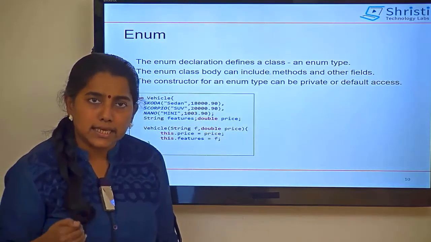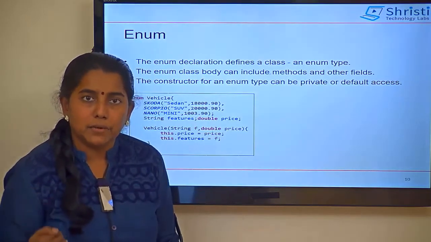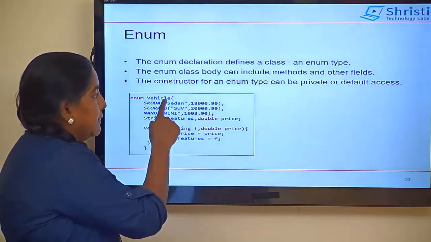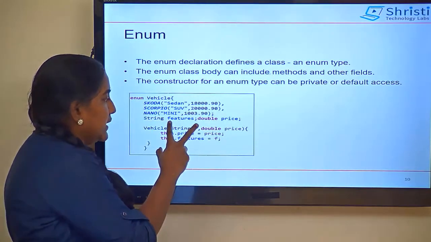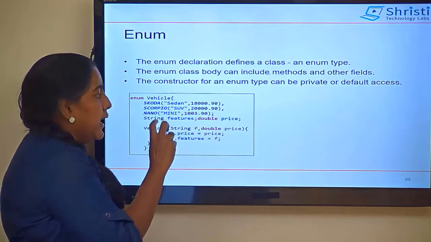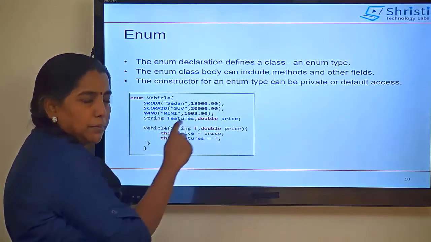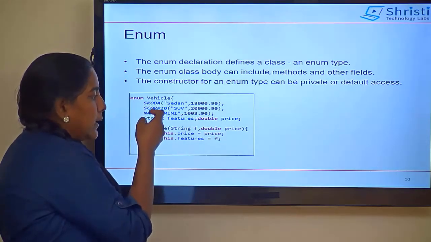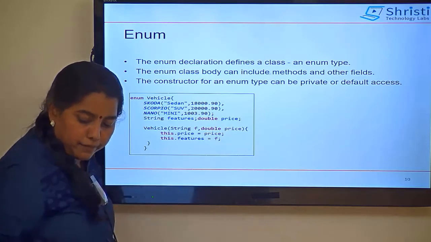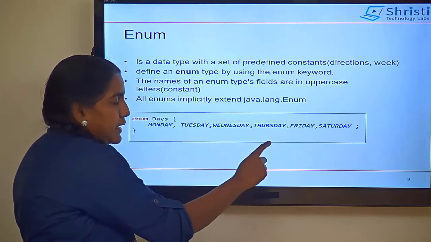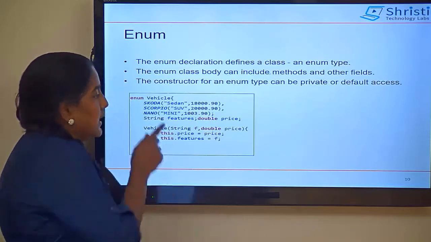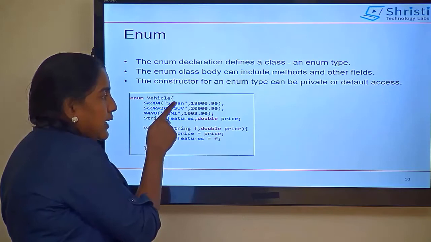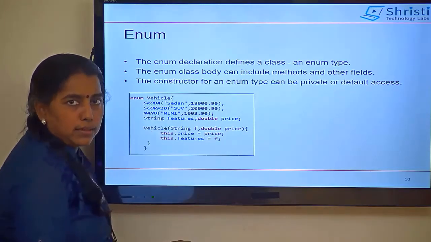Enum, just like a class, also can have variables and constructor. I have created a simple enum with the name vehicle. It has got two variables, features and price, and a constructor to initialize features and price. I have got three enum constants, Skoda, Scorpio and Nano. In the previous case, they were not having any parameters. In this case, they have got parameters. These values are being initialized using the constructor given over here.